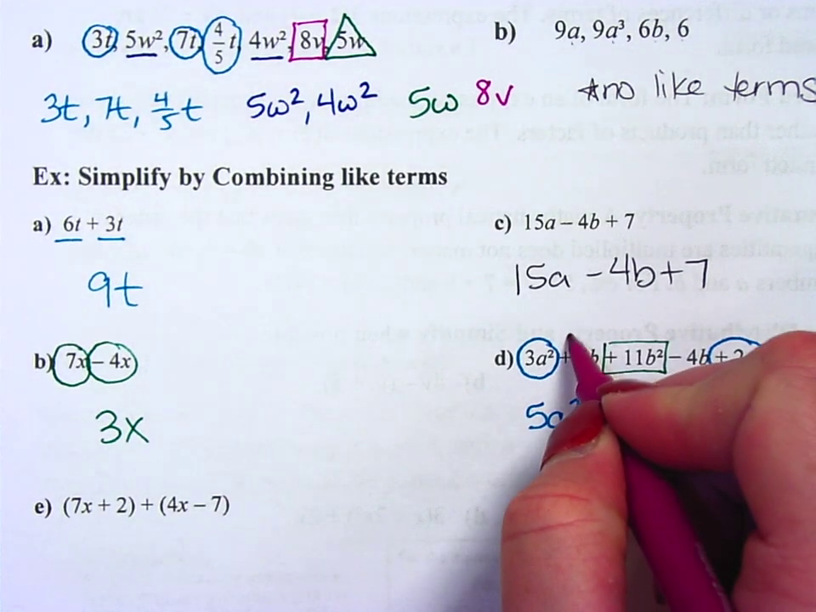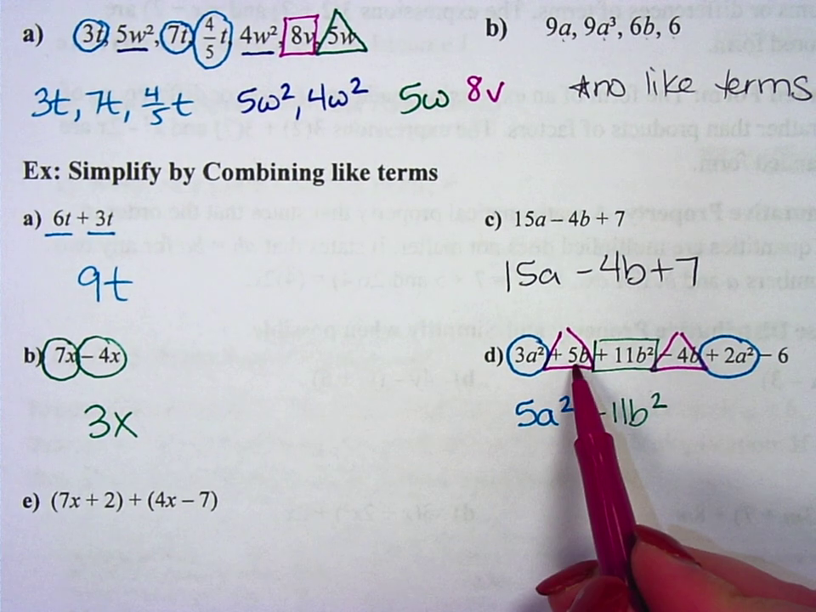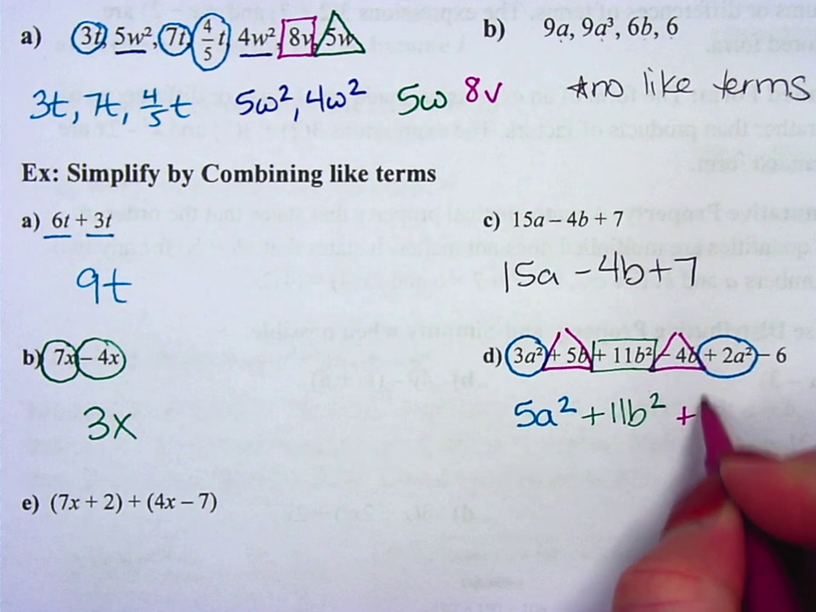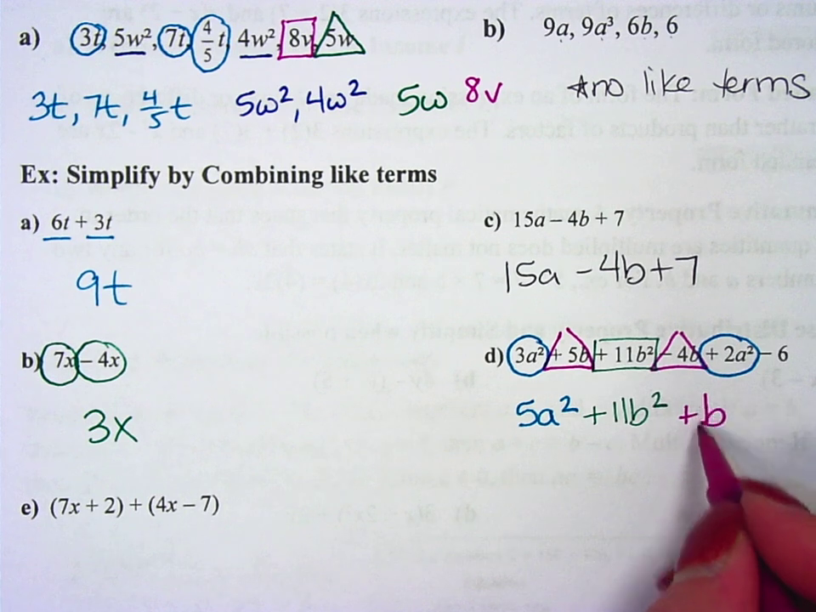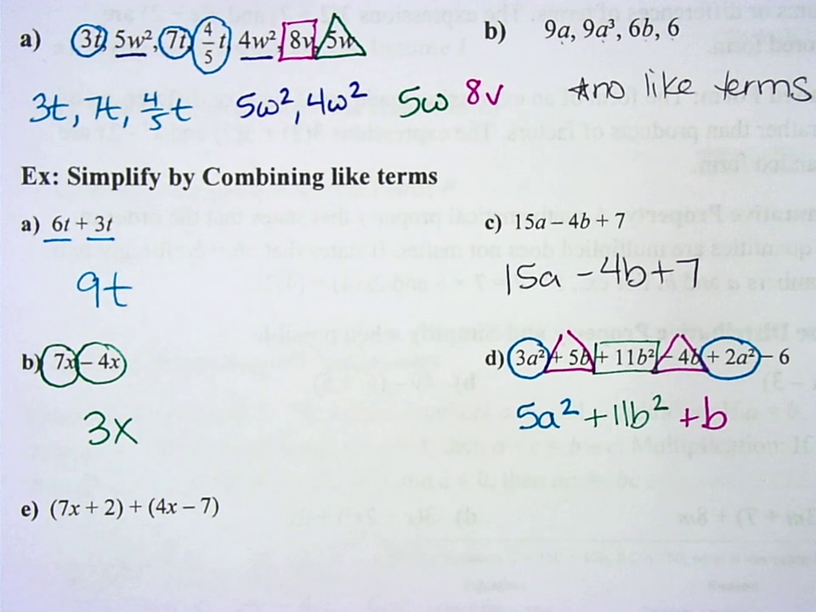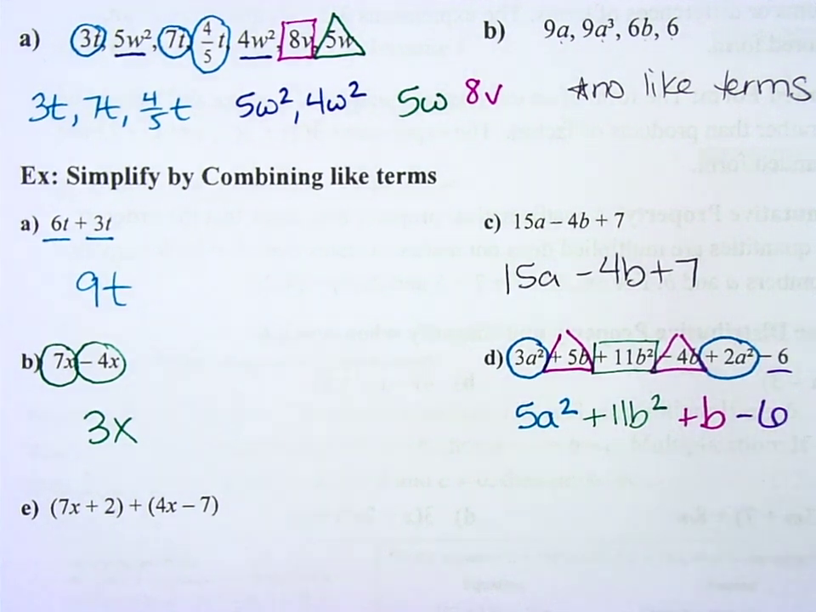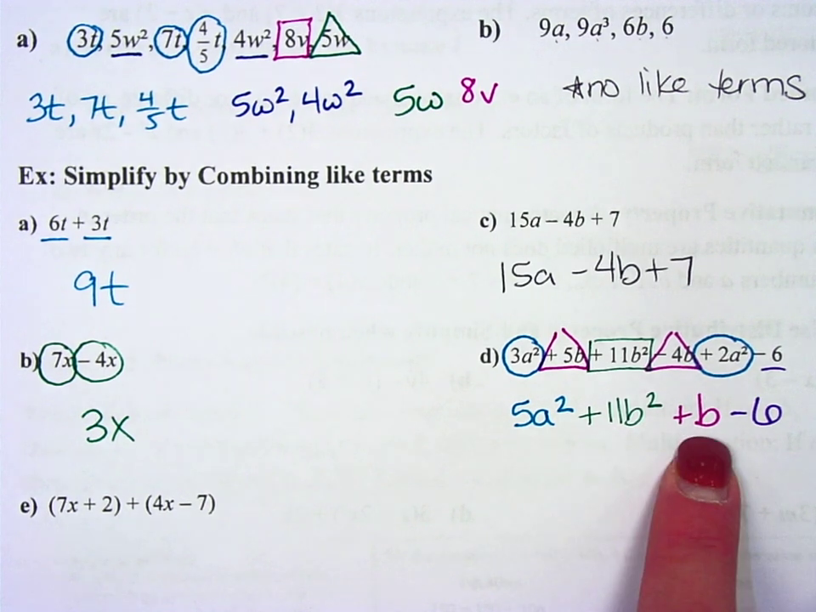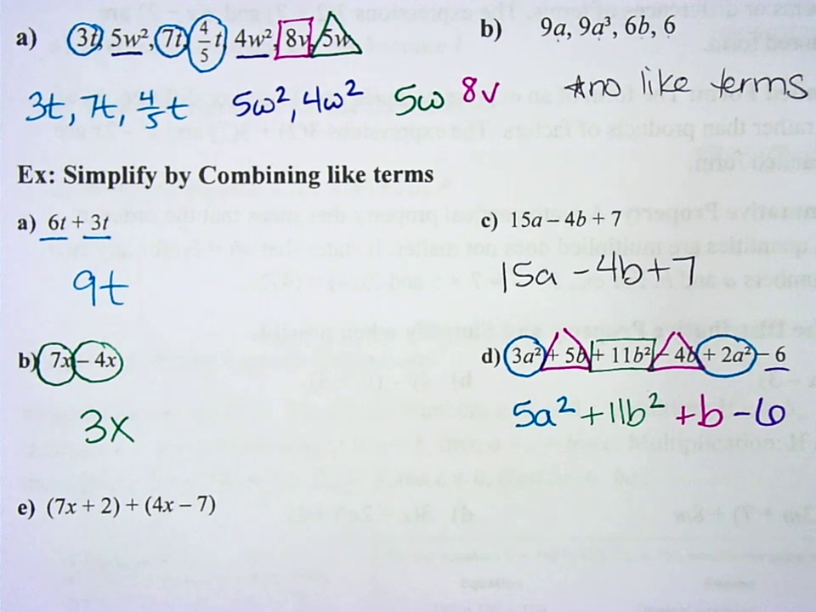Then I have just a banana by itself and just a banana by itself. So 5 bananas minus 4 bananas would leave me with 1 banana. Feel free to write a number 1 in front of there if you would like. And then my last one that I haven't touched is I do have a minus 6. So when I get all done, I have apples squared, banana squared, just bananas, and just a number. I cannot simplify it any further than that.